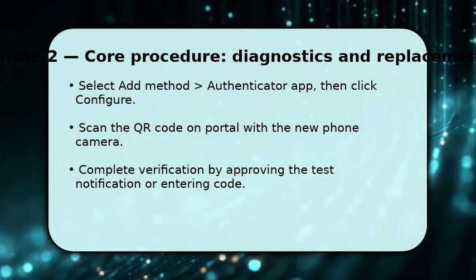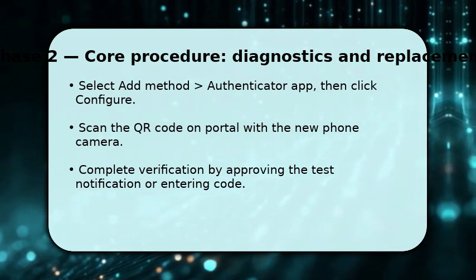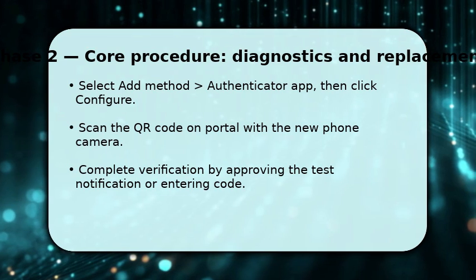Choose Add Method, pick Authenticator app, and click Configure to reveal the QR code. Open the app on your phone, select Add Account, then scan that QR code. This links the account securely.